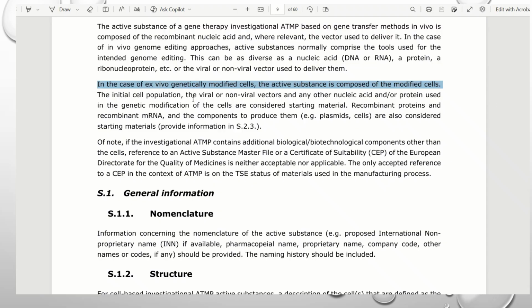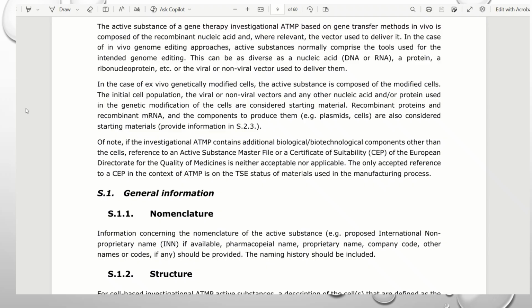The initial cell population, the viral and non-viral vectors, and any other nucleic acid or proteins used in the genetic modifications of the cells are considered starting materials. So the active substance is genetically modified cells, and the initial cellular samples, the viral vectors, or in our case non-viral vectors, or any other nucleic acid or proteins used, for example the Cas9 complex with the guide RNA, used in the genetic modification of cells, are considered as starting materials.